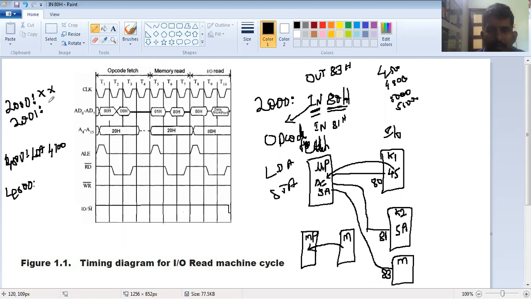80 will be available. 80, that H is nothing but hexadecimal value. It's a hexadecimal value. In order to show that, 80H, it's a hexadecimal value. So the hexadecimal value 80 will be available in 2001. So any doubt in this? 2000, 2001, any doubt?